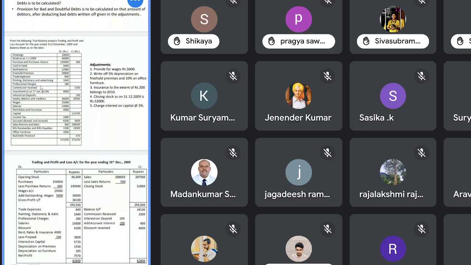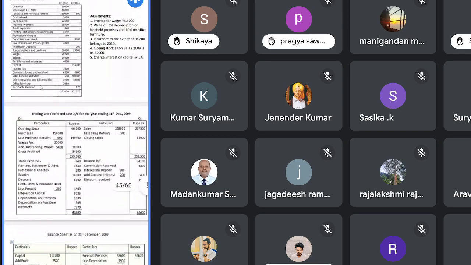So this trial balance is given in your problem. The adjustments are given. Provide wages outstanding for rupees 5,000. Write off 5% depreciation on freehold premises and 10% on office furniture. Insurance to the extent of rupees 200 belongs to 2010. Closing stock, charge interest. These are all the adjustment entries, right? So now you have to prepare trading and profit and loss account. You have to write the heading: trading and profit and loss account for the year ending 31st December 2009.